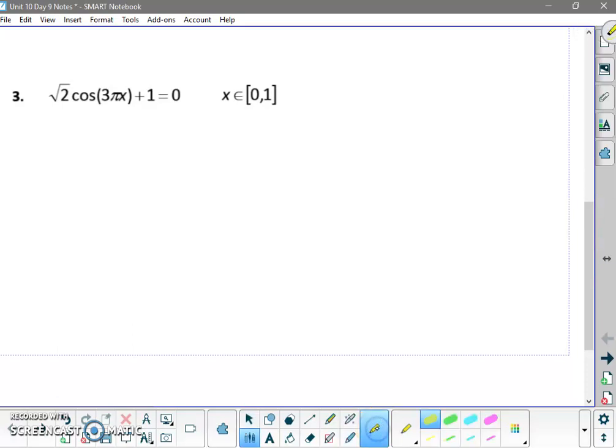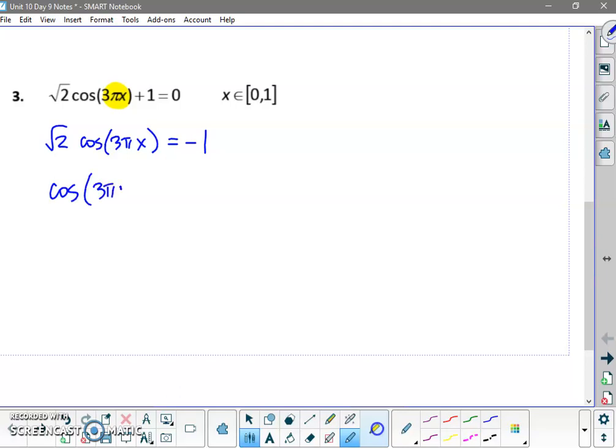All right, in particular, this looks very confusing. So before I even tackle that, I want to get the cosine isolated. So I'm going to subtract 1 from both sides. Square root 2 times cosine 3 pi x equals -1. And then we'll divide both sides by square root 2. So cosine 3 pi x equals -1 over square root 2.